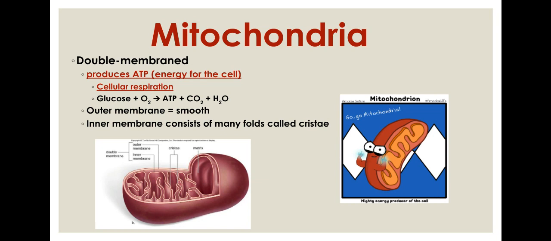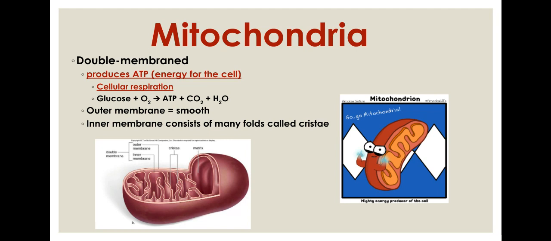The mitochondria, you probably remember from other bio classes, the powerhouse of the cell. It's where we're producing ATP that is used as the energy for the cell. It's important in cellular respiration, which we talked about in the previous chapter, where we take glucose and oxygen and we make ATP, carbon dioxide, and water.